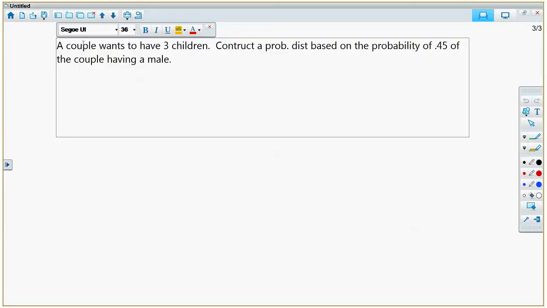Okay? Now, the first thing you need to do is construct the sample space, which we've done before. Boy, boy, boy, girl, girl, girl down at the bottom, or girl, girl, girl at the top, and boy, boy, boy, however you want to do it. And then fill in the blanks. There's 8 of them. Okay? Do that right quick. Construct a sample space. Or meditate, like the wildebeest on Zootopia.